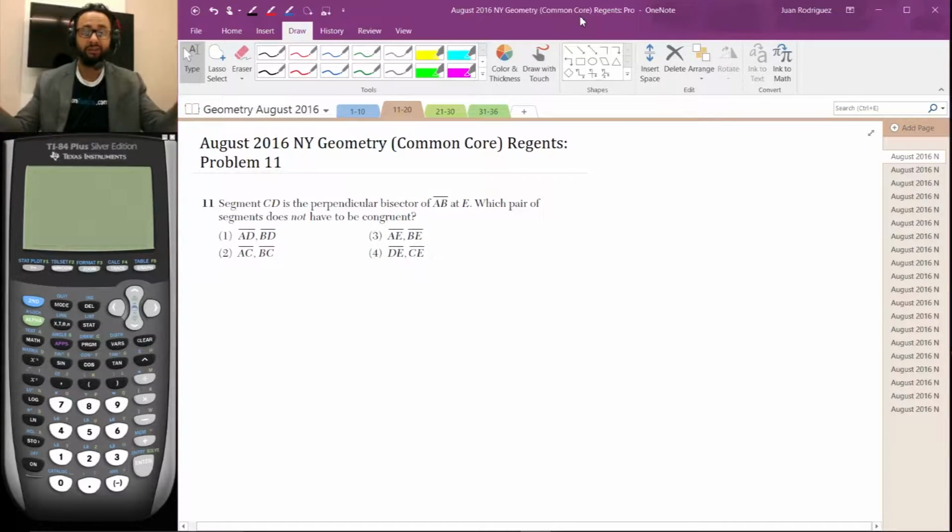Today we're working on the August 2016 New York Geometry Common Core Regents exam, problem number 11. If you want to access these exams, go to nysedregents.org and click on the appropriate tabs.